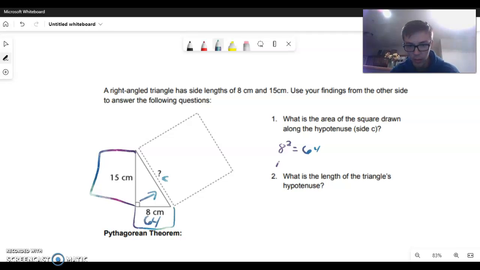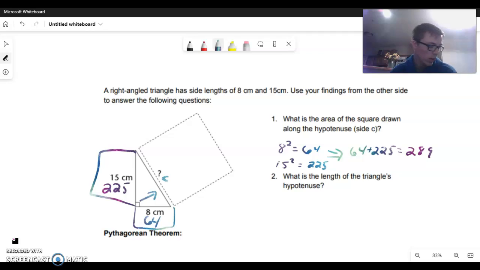For the next one, we'd have 15 squared. And 15 squared is 225. Okay, so this one has an area of 225. If we then take these two numbers and add them together, so 64 plus 225, okay, that gets us 289. All right, 289. And then that is the area of the square on side C.